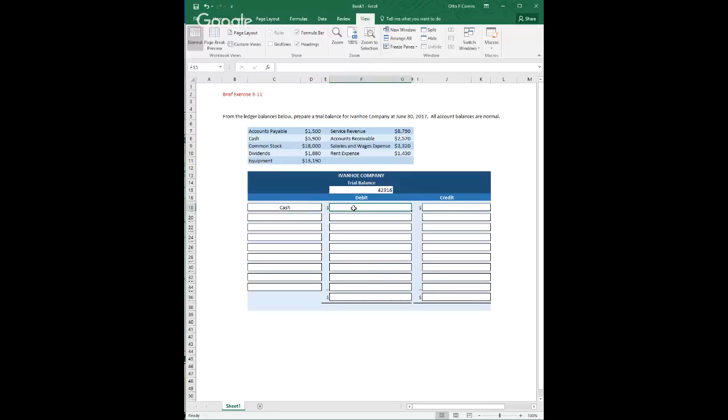Okay, so we put in cash, and then on the debit side, because our formula tells us to, and we've memorized that, we're going to put 5,900. All right, and then next, because we're still in assets, is accounts receivable.